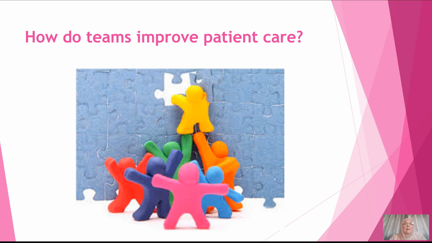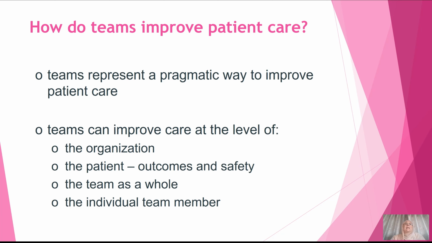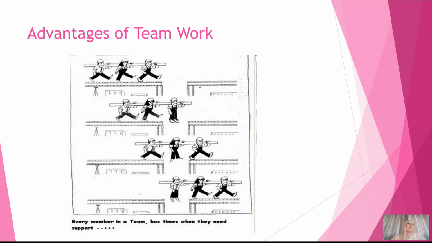But what we want to look at now is, how do teams improve patient care? Teams represent a pragmatic way to improve patient care. Teams can improve care at the level of the organization and the patient, so it can improve outcomes and patient safety. The team can be improved as a whole, and the individual team member can also improve patient care. So you have many ways in which teams actually improve patient care.